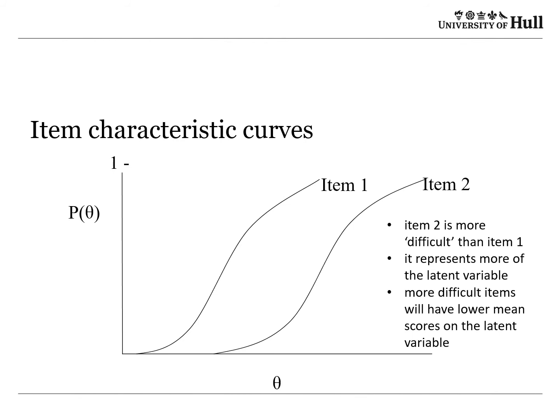And more difficult items will have lower mean scores on the latent variable. In other words, the easier an item is, the more likely it is to score high. Again, using the example of depression, if you had two items, one saying, for example, I don't feel like getting out of bed, and the other one saying, I have suicidal thoughts, you're much more likely to score high on the lower of those two items about not wanting to get out of bed. That would be item 1, than on the other score.